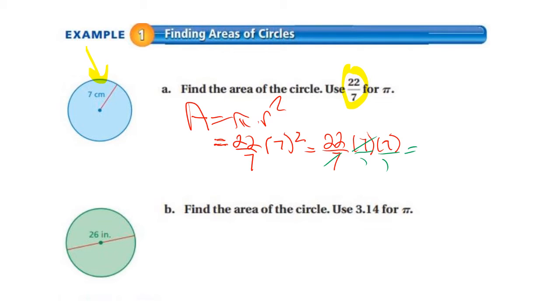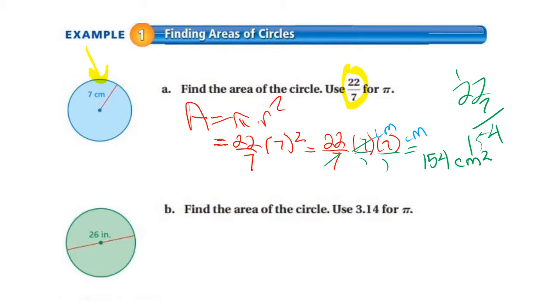What I end up with is 22 times 7, which if you do that on a calculator, you will find that it's 154, but I'm just going to do it right here. This is 154, and our units in this case are centimeters squared. The reason is now we are multiplying the radius twice. So our units are actually centimeters times centimeters. Let's look at the next one.